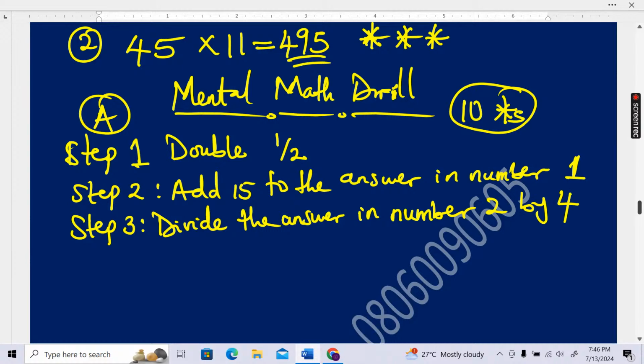Step 3, divide the answer in number 2 by 4. Don't tell me your answer now because we have not gotten the final answer. Divide the answer in number 2 by 4. You have to pay attention to me. If you're going to get 10 stars, you have to pay attention. Divide the answer in number 2 by 4. Step 4.